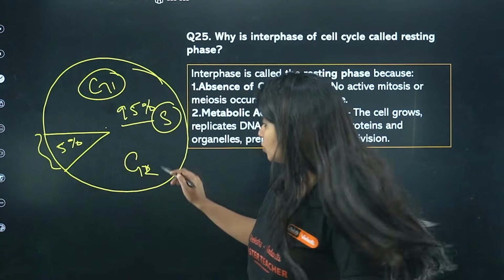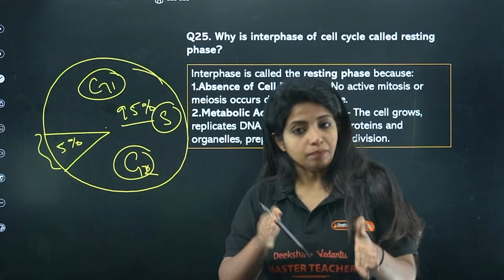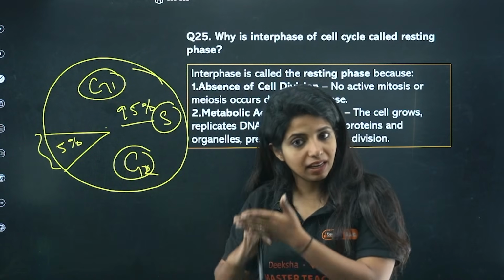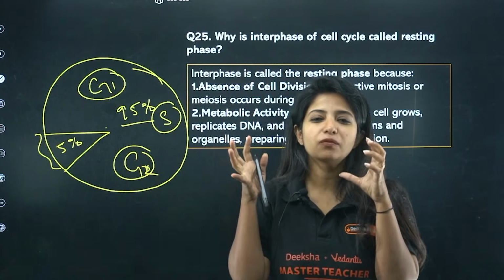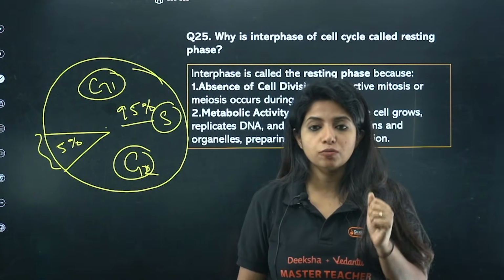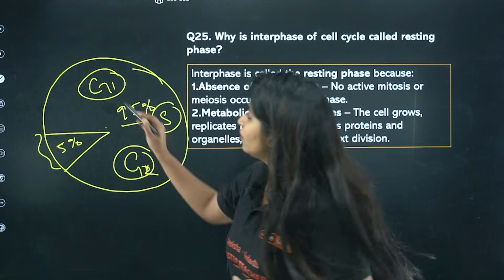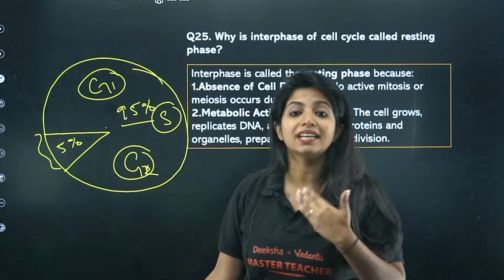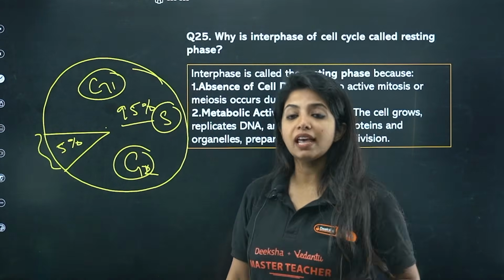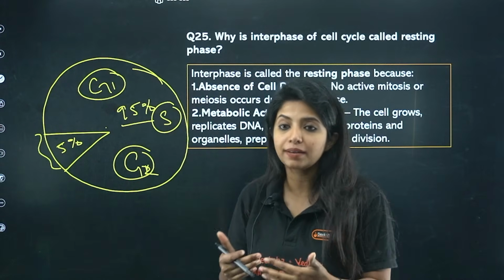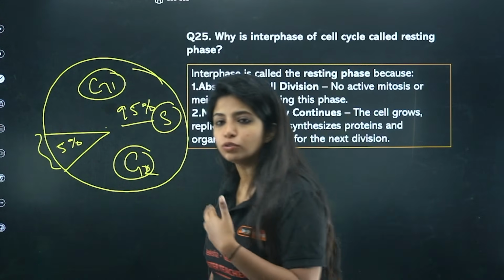What happens in the G2 phase? G2 phase is where the other organelles which were left behind duplicate. Apart from that, there are some very important proteins needed for the cell division process. Those are also being made during this particular phase. So when I say that this whole thing is interphase, the resting phase, it's not like it's actually resting, it's preparing itself for the actual cell division which is going to happen.